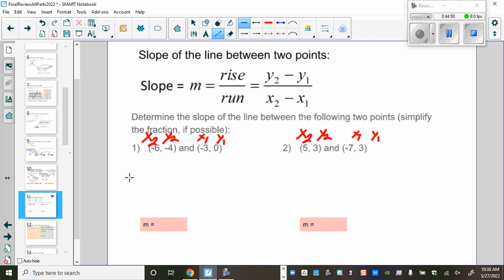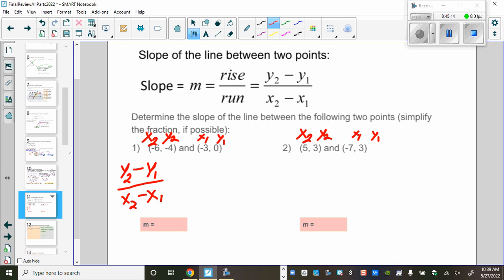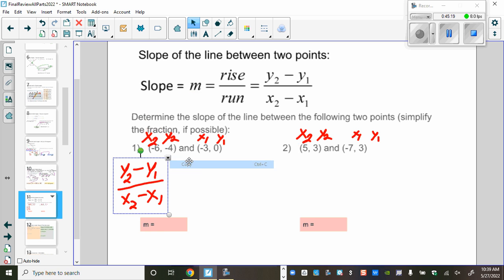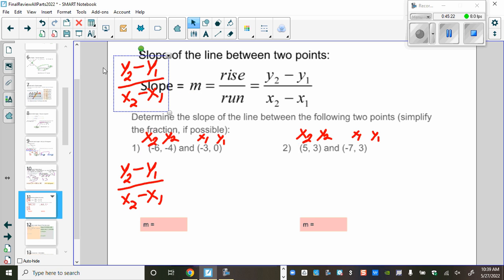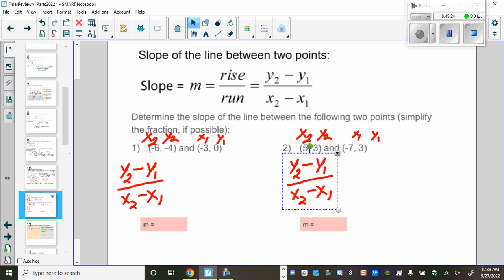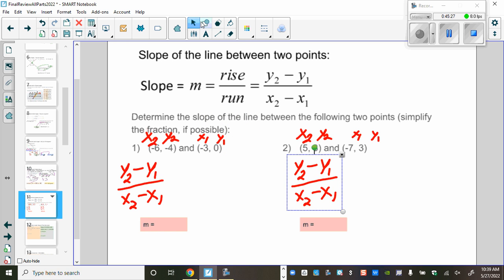So there's your setup. You do your y2 minus y1 over x2 minus x1. It's going to be like that for both of these problems. But here's where I see a mistake that could happen.